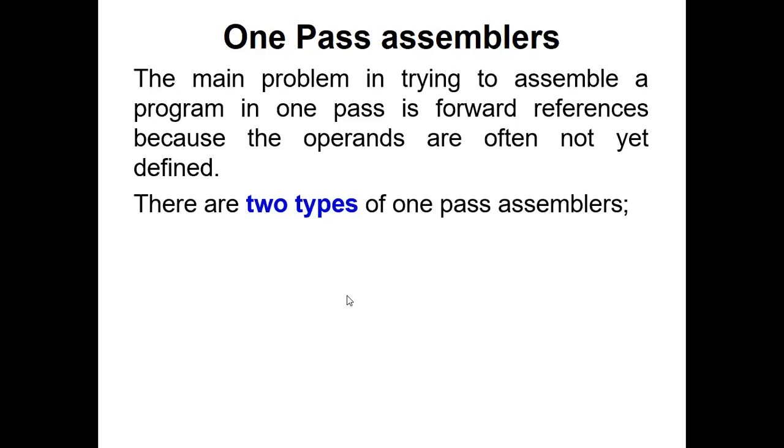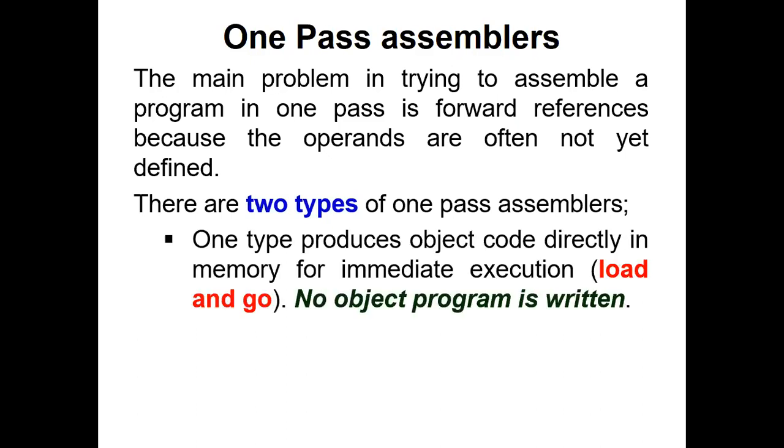Now we have two types of one-pass assemblers. One type of one-pass assembler we call the load-and-go method. The load-and-go method does two things at the same time. It translates, that means it assembles to machine language, and at the same time, it also loads the program in memory. So as it translates, it also loads the program.